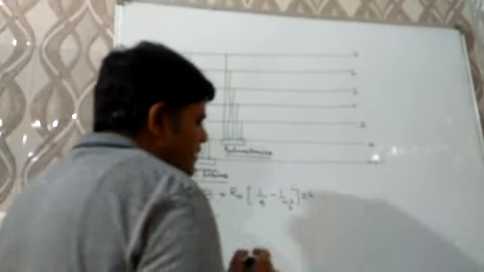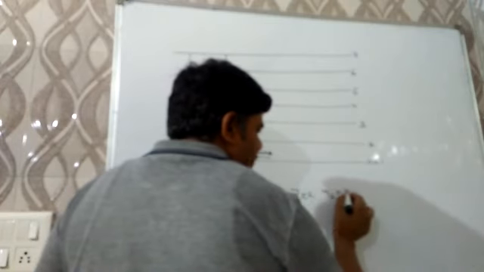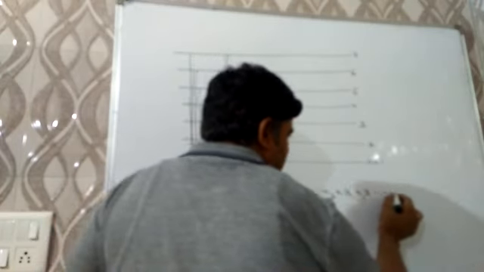Balmer series means the series of lines obtained when the electrons jump from higher energy level to the second energy level. For it, the wave number will be equal to RH into 1 by 4 minus 1 by n2 square, into Z square, where n2 can be 3, 4, 5, up in this way.